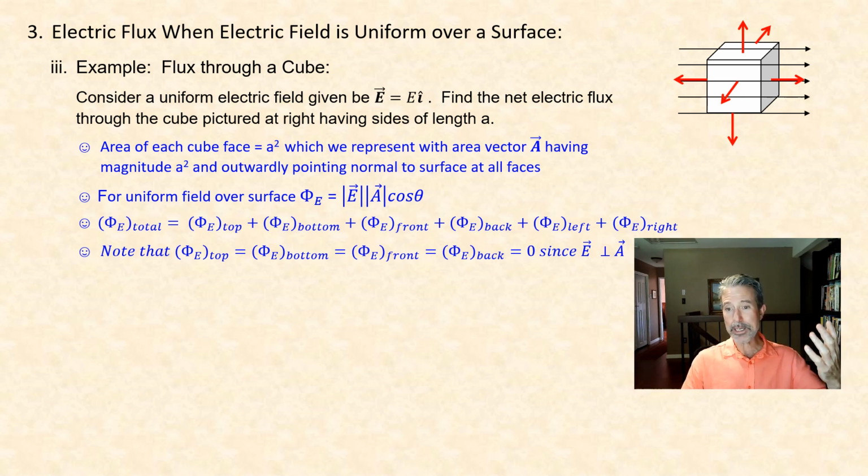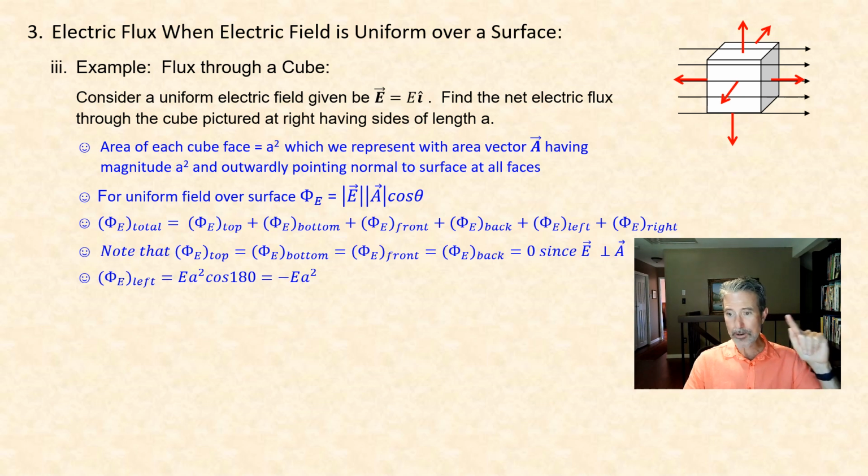Mathematically speaking, you would find that when you take the cosine of theta, the angle between the electric field E and the area vector A, the angle would be 90 degrees and the cosine of 90 would be 0. So the only two sides we really need to consider, and you can see it in the diagram, are the left side and the right side. Starting with the left side, using our definition of electric flux, magnitude of E times magnitude of A times the cosine of theta, the magnitude of the electric field is given by just E. The magnitude of the area vector A, just the area of each side, is A squared.